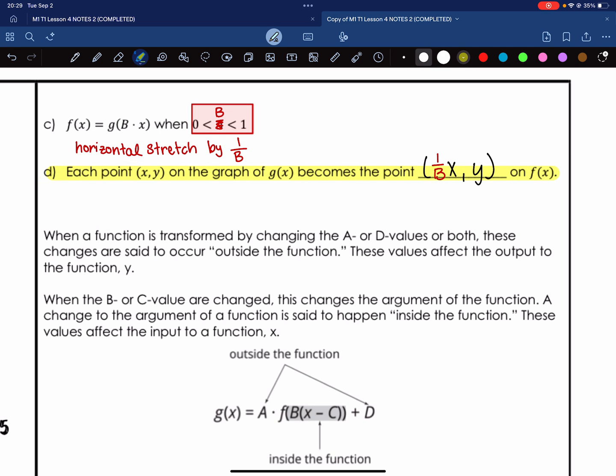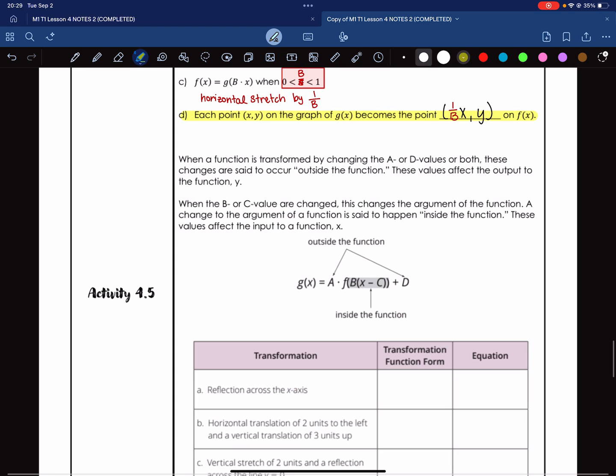Okay? And so then the last part, when a function is transformed by changing the a or d values, these changes are said to occur outside the function. These values affect the output to the y. They affect the output of the function, which is the y values. So that is talking about the a and d. Those are outside the parentheses, outside the absolute values. They affect the y values.